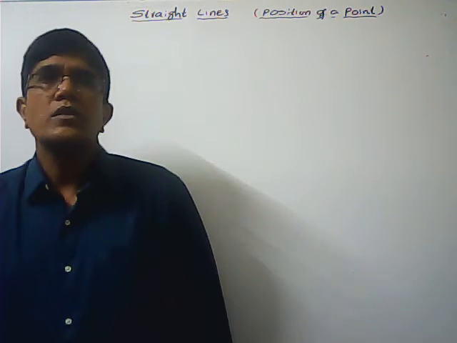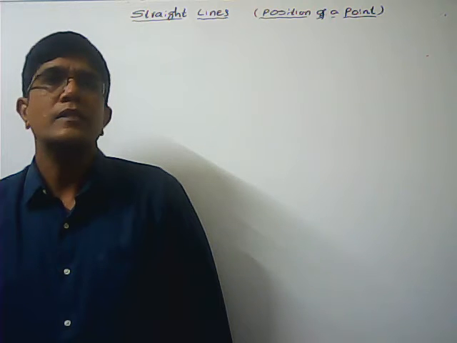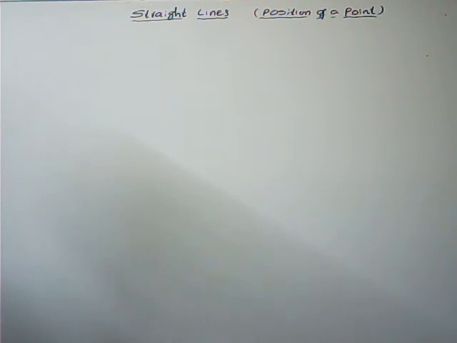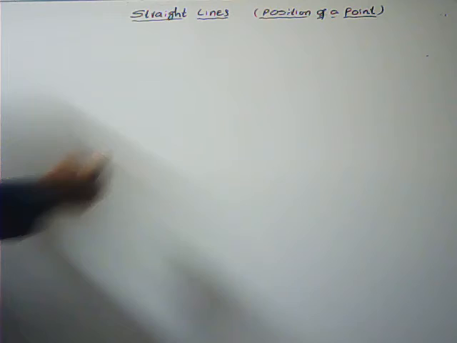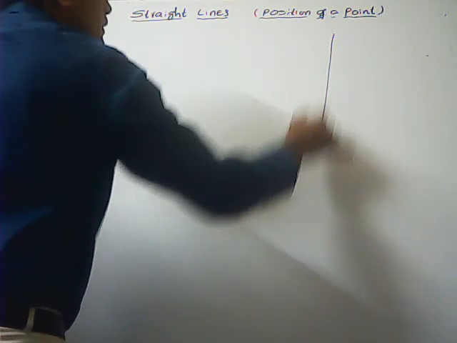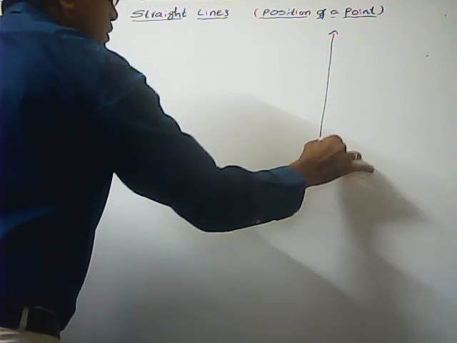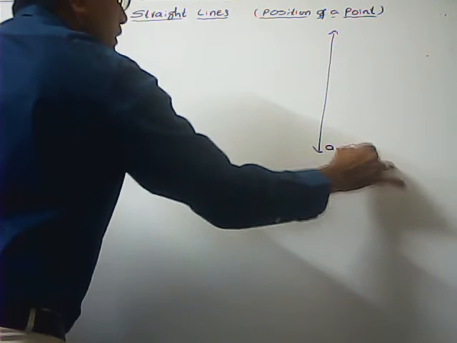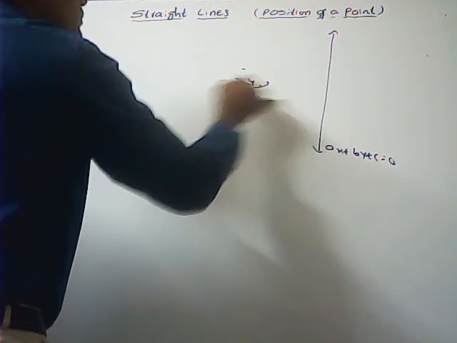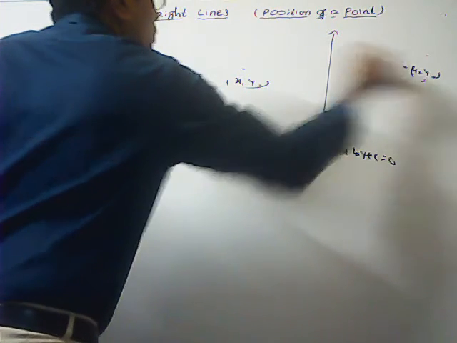In this video class, I am going to discuss the position of a point in straight lines. Here, this is one of the lines, ax plus by plus c equals 0. Here, x1, y1, x2, y2, two points are there.